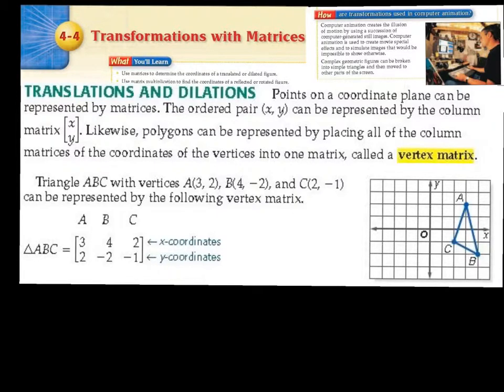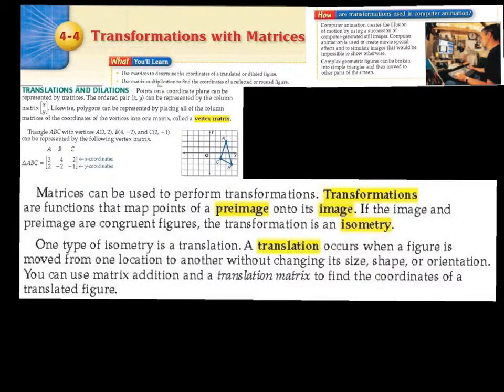Triangle ABC with vertices (3, 2), (4, -2), and (2, -1) can be represented by the following vertex matrix. So here we have all the x coordinates in the first row and the y coordinates in the second row. Matrices can be used to perform transformations.